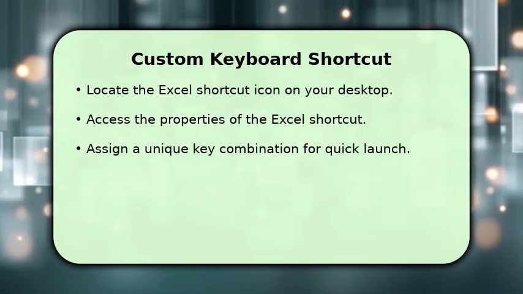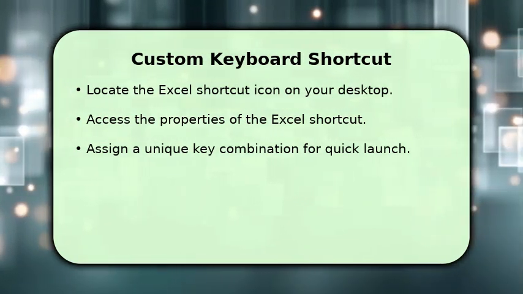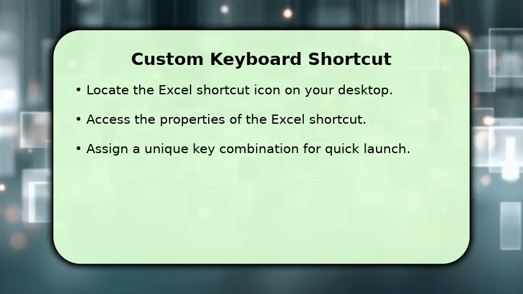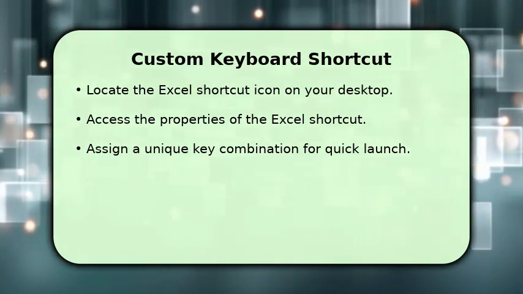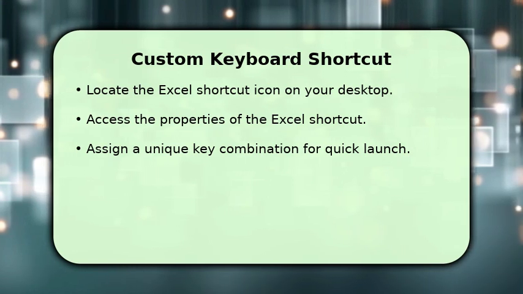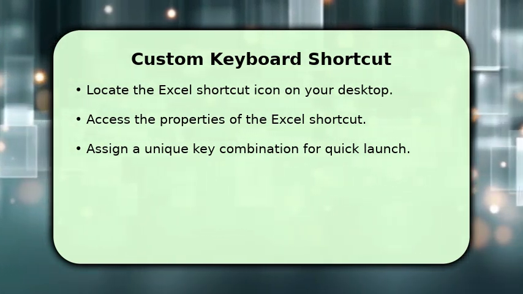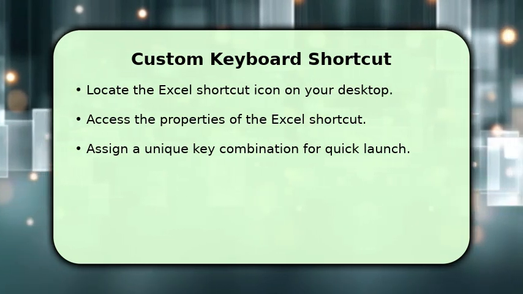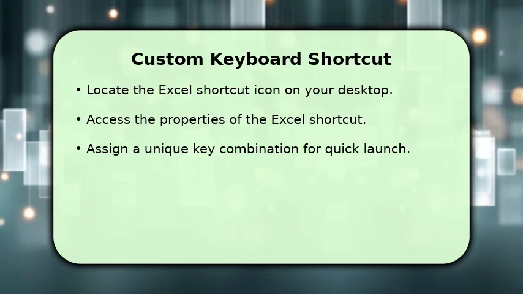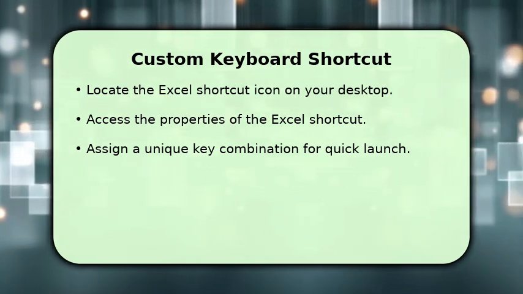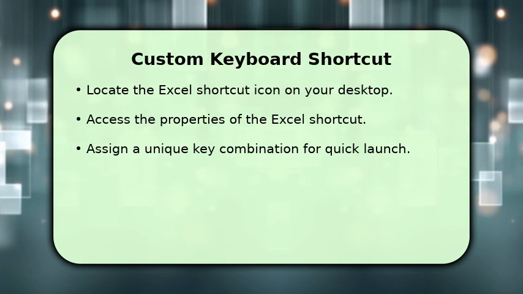Once you have a desktop shortcut, you can assign a custom keyboard combination. Right-click the Excel shortcut icon and choose Properties. In the Shortcut tab, find the Shortcut Key field. Click inside this field and press your desired key combination, such as Ctrl plus Alt plus E. Click Apply and OK to save your new custom shortcut.